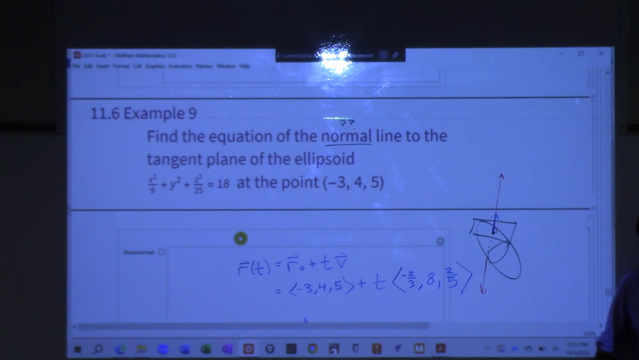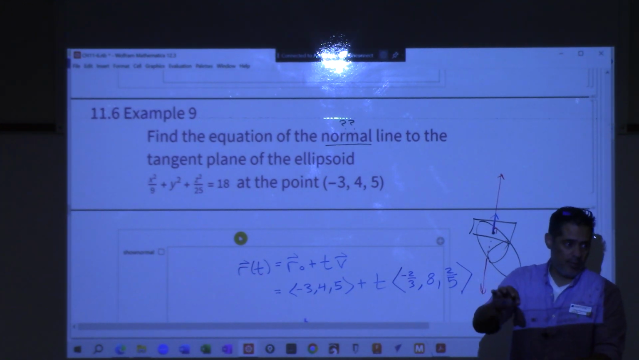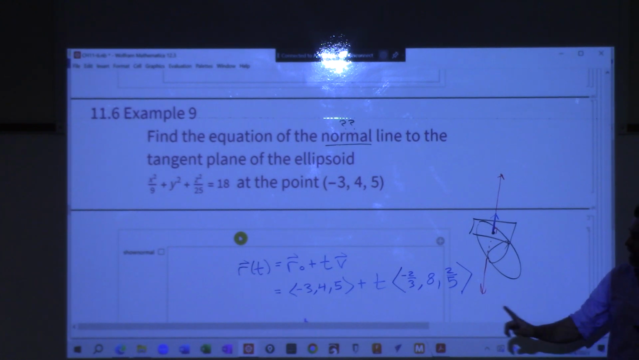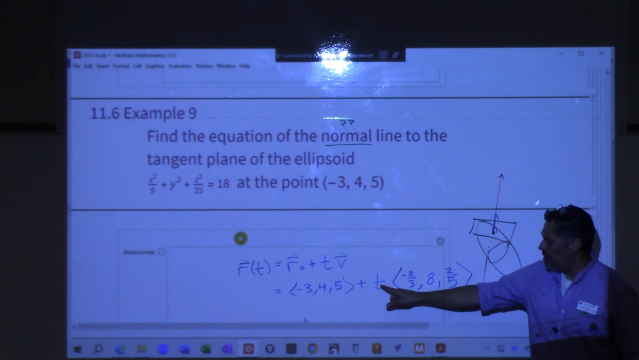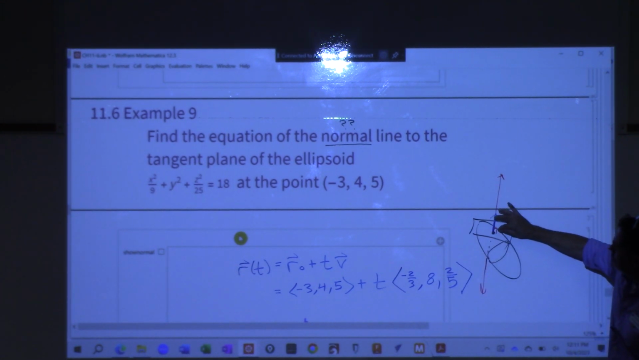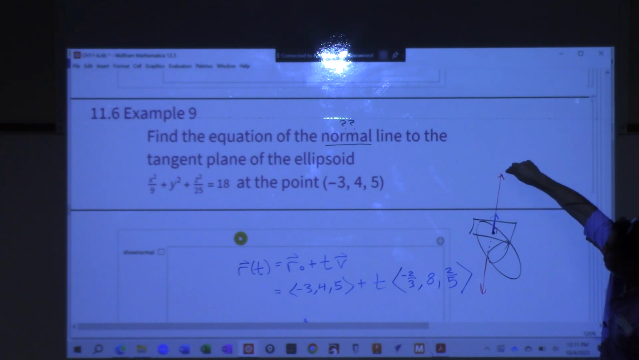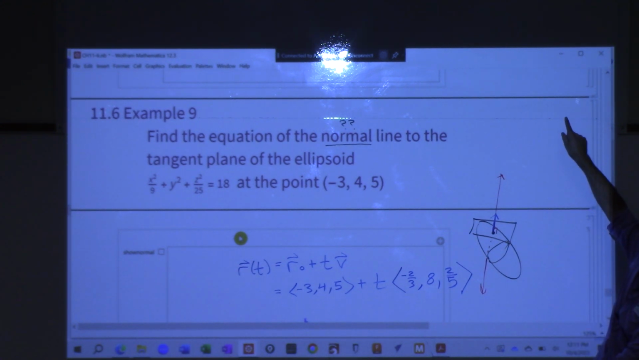So what's the difference between the normal vector and the normal line? The normal vector is just a vector, right? And remember, vectors can be moved around, right? The line is actually a formula that if I plug in different values of t, I'm going to draw every single point on this line forever, right?